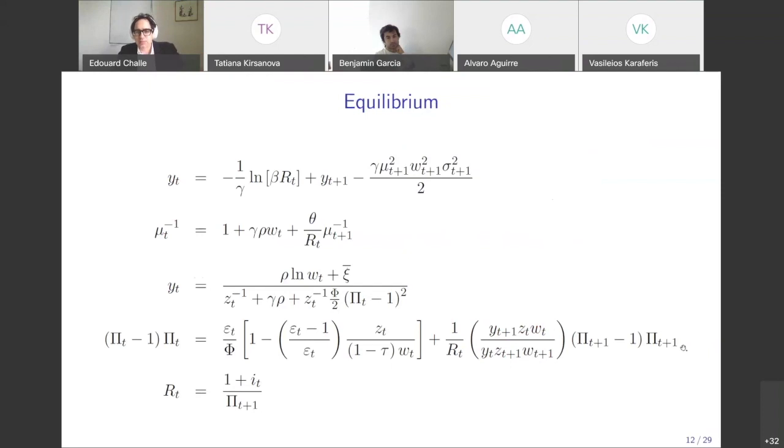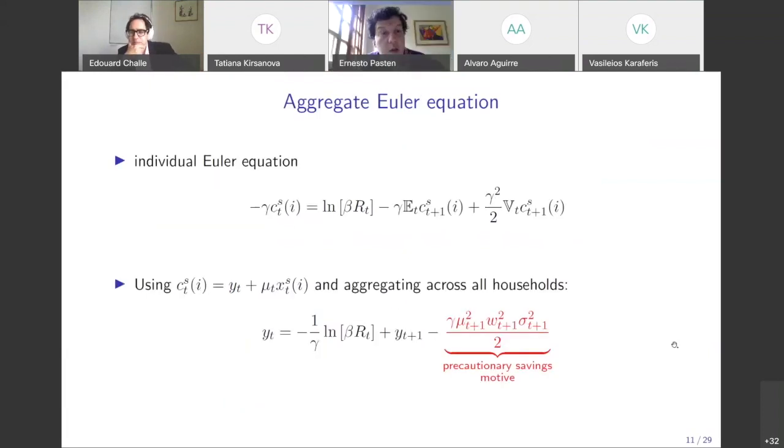Yeah, Edouard, this is Ernesto. Very quick question, just to know where we're heading. So in the standard Kaplan-Moll-Violante paper, the aggregate effect of monetary policy is about the same as in the representative agent model, but the mechanism is different. Is that something that's going to hold here too?